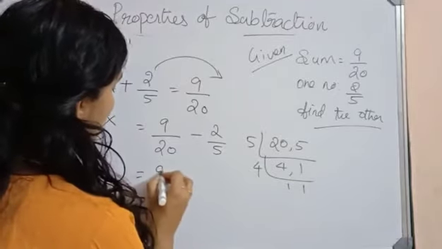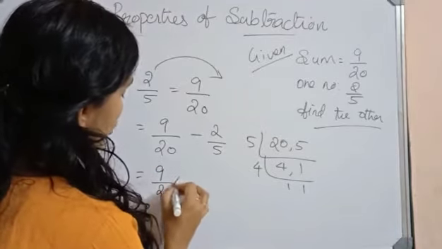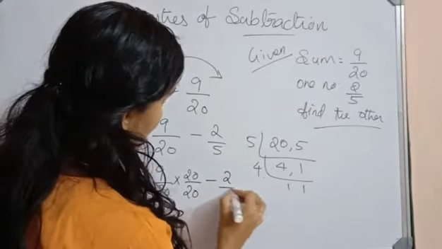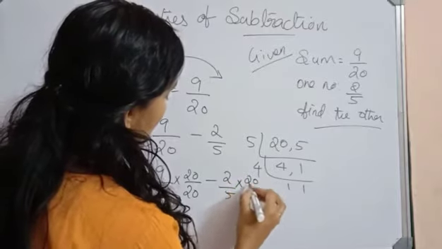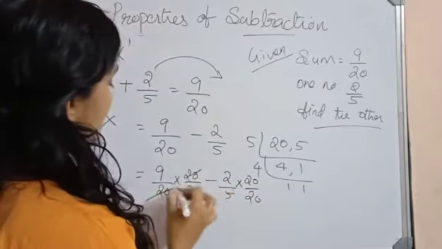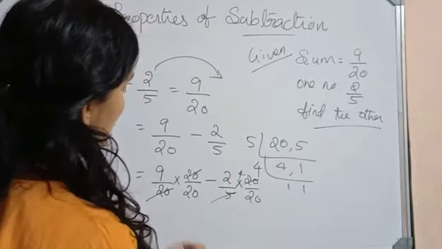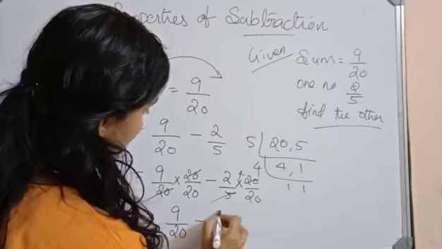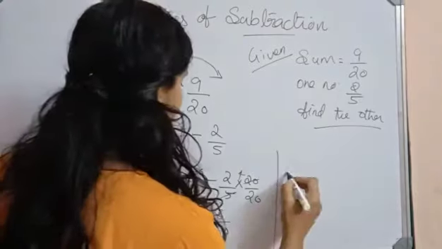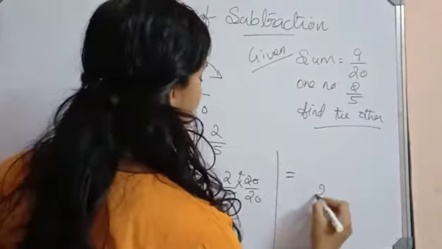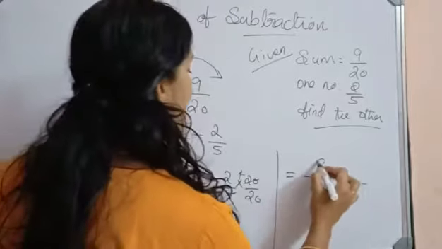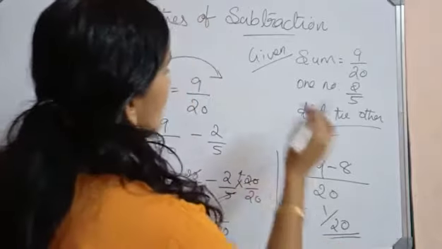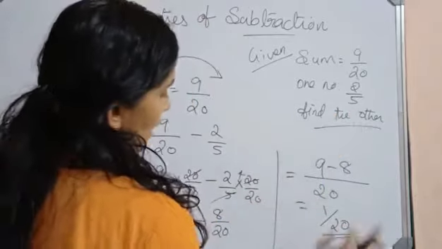So you have to multiply both the numerator as well as the denominator with 20 for both the terms. We'll get 2 by 5 into 20 by 20. This gets cancelled, and this will be 4 here. So your answer will be 9 by 20 minus 8 by 20. That is equal to 9 minus 8 upon 20, that is equal to 1 by 20, is your answer. So the other number to be added is 1 by 20.